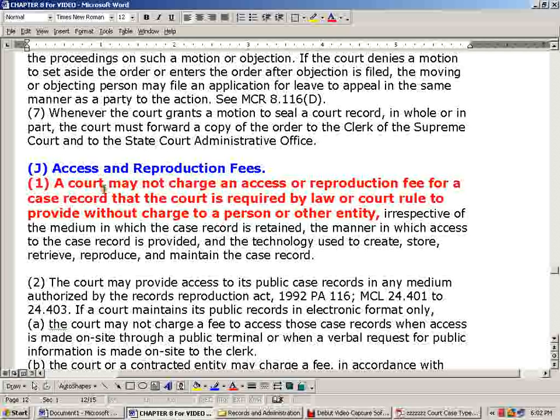A court may not charge an access or reproduction fee for a case record that the court is required by law or court rule to provide without charge to a person or other entity. So if you're a party to the action, they're supposed to send you this stuff. You're supposed to get it anyways, so they can't charge you for it.